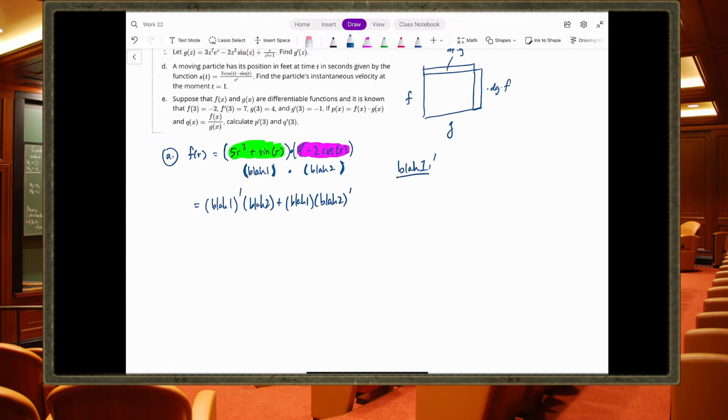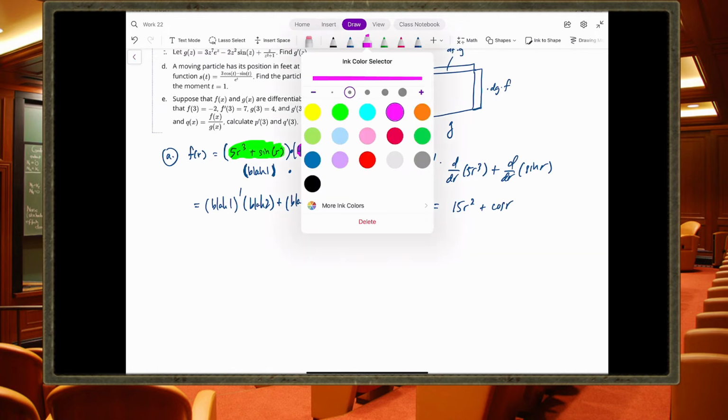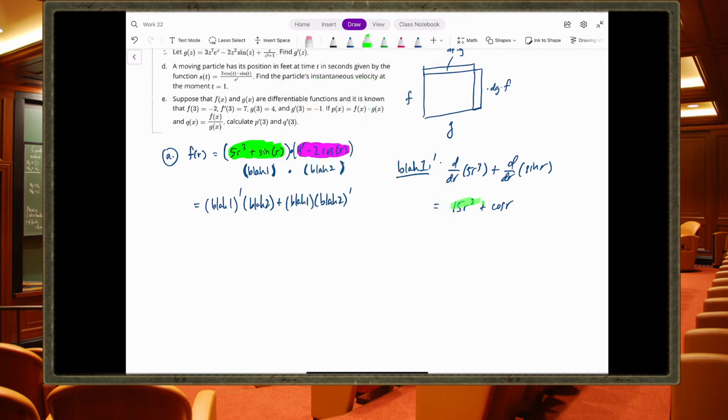So now I'm just thinking about the derivative of the green function. Well, that splits over the derivative of a power function. So we get d/dr of 5r cubed plus d/dr of sine r, which is really 15r squared plus cos r. Okay, so that's this piece here.